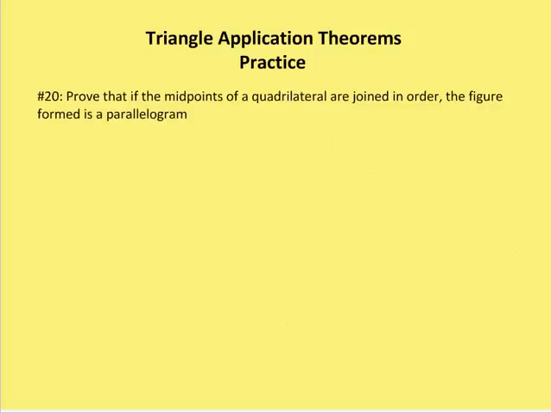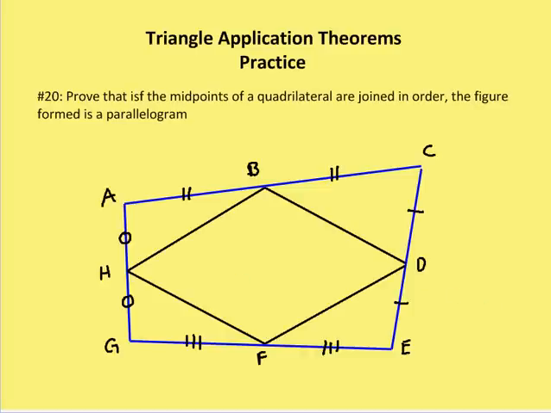All right, let's move on to the second and last problem. I'm going to prove that if the midpoints of a quadrilateral are joined in order, the figure formed is a parallelogram. So let's create our diagram.